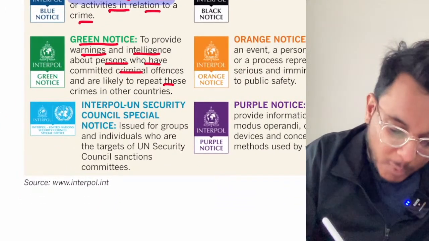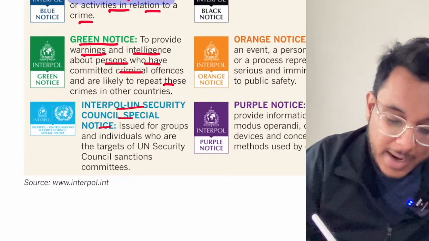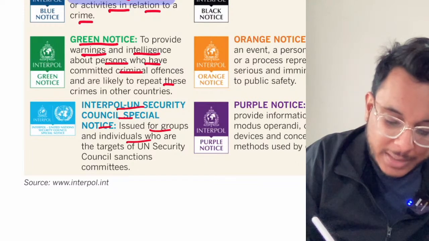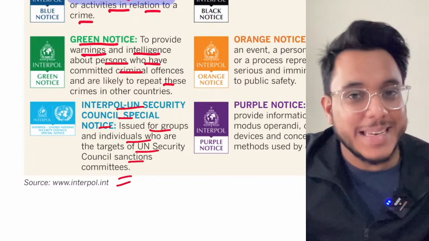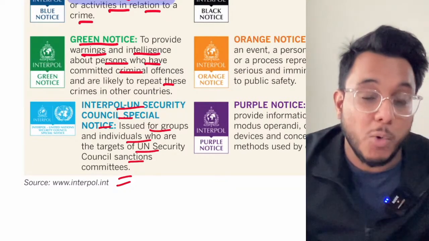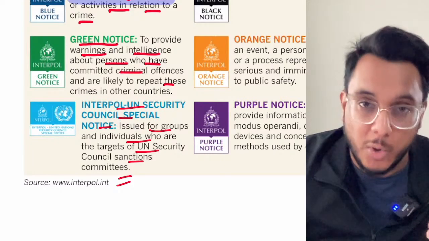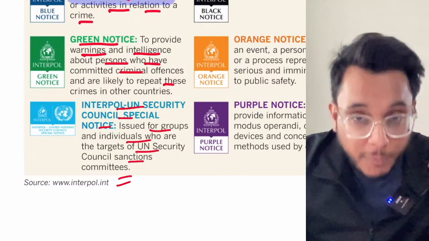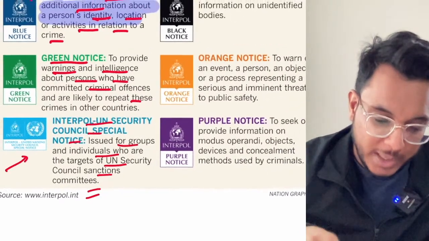Then there is the Interpol UN Security Council special notice. This is a special kind of notice. It is issued for groups and individuals who are the targets of the UN Security Council sanctions committee. Basically, guys, there are some terrorists and some criminals on whom sanctions have been put by the United Nations Security Council. So for them, this Interpol UN Security Council notice is sent.